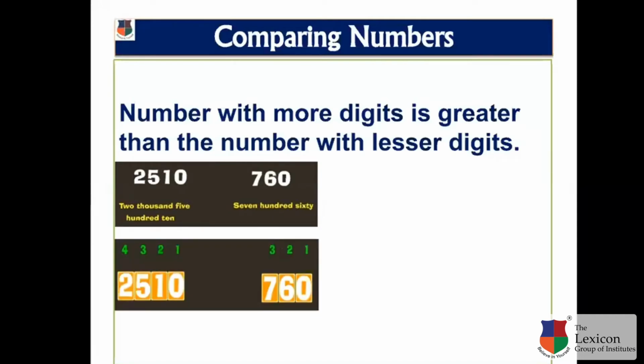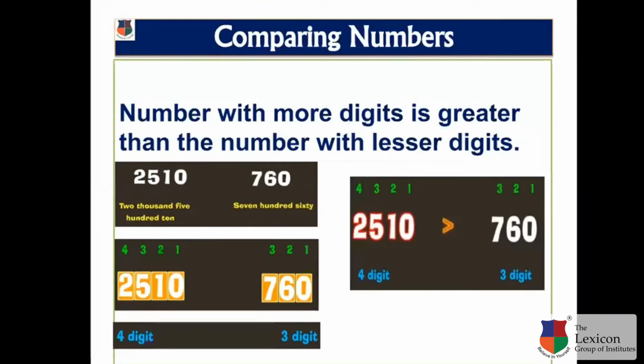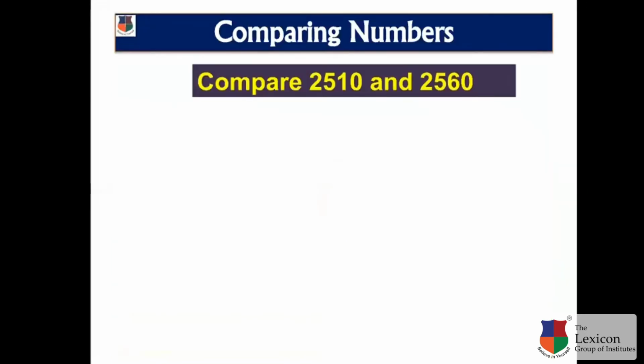If you look at these numbers, the first number, that is 2510, has 4 digits, while the second number, that is 760, is having 3 digits. Correct? Now, naturally, the number with more digits has the greater value. So here, 2510 is bigger than 760. Correct? So, let's understand with one more example. Look at these numbers, 2510 and 2560.